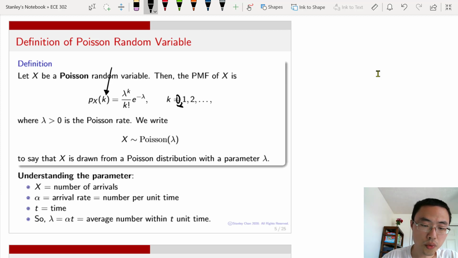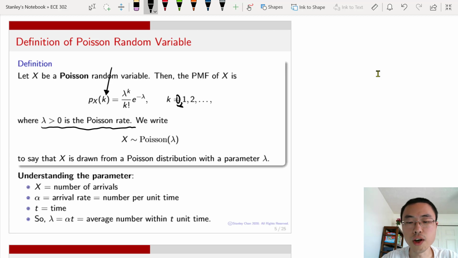Now, on the right-hand side of this equation, you realize that there's a lambda. This lambda is called the Poisson rate, or it is the parameter of this Poisson model. Just like the Bernoulli random variable, we have a parameter p, which defines the probability of success. So this lambda should be given to you ahead of time. Once you have this lambda, then everything is well defined because e to the power of minus lambda is a constant. And depending on what values of k you're looking at, you can just plug in the k and get the right-hand side.